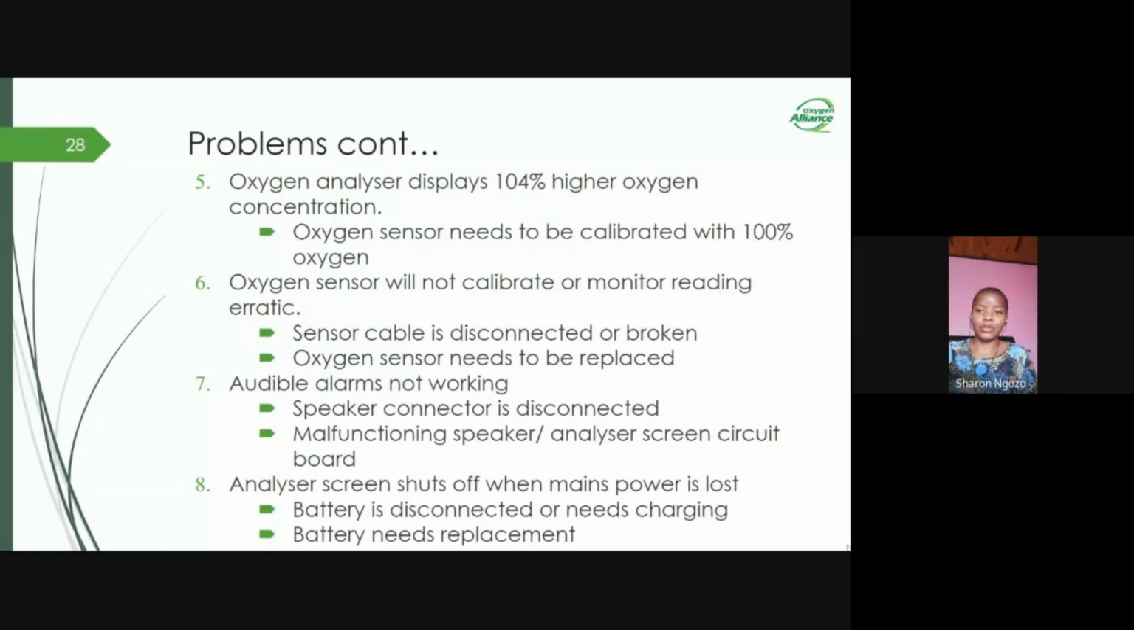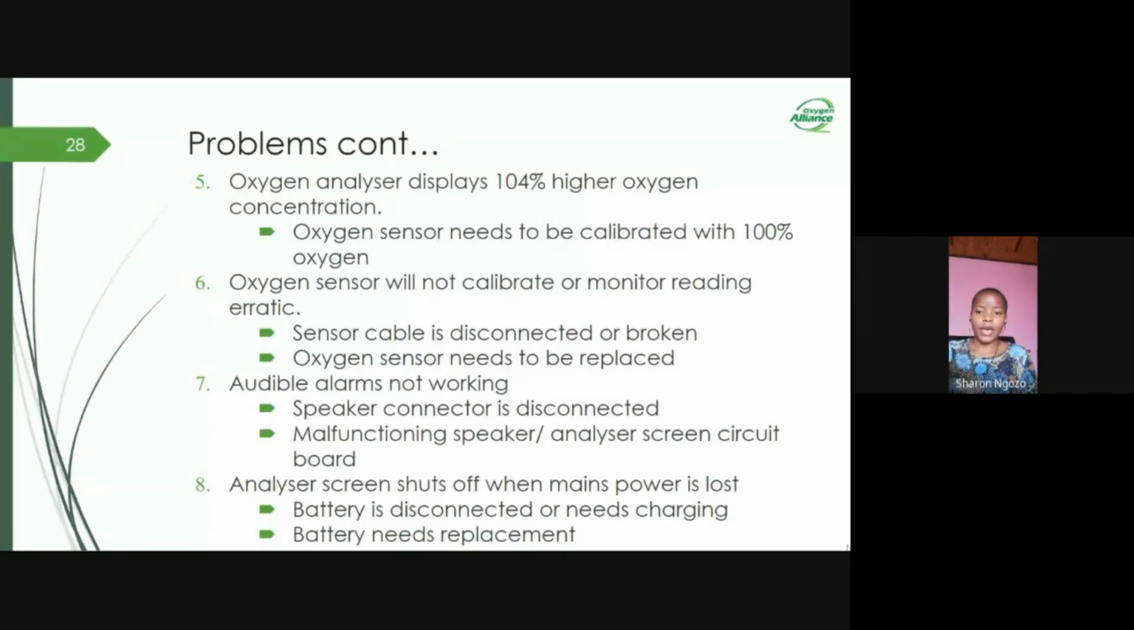The other problem we'll look into is where you have the audible alarms not working. The causes of this might be that the speaker connector is disconnected, which just needs to be connected back, or the speaker is malfunctioning and has to be fixed, or we have a malfunctioning analyzer screen circuit board. So this needs to be fixed.